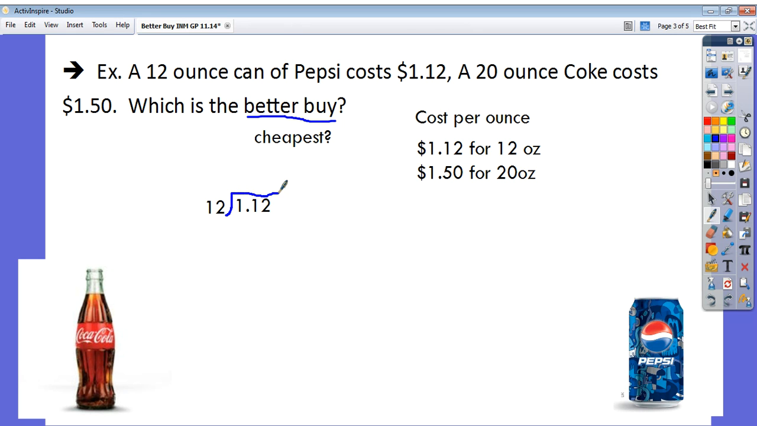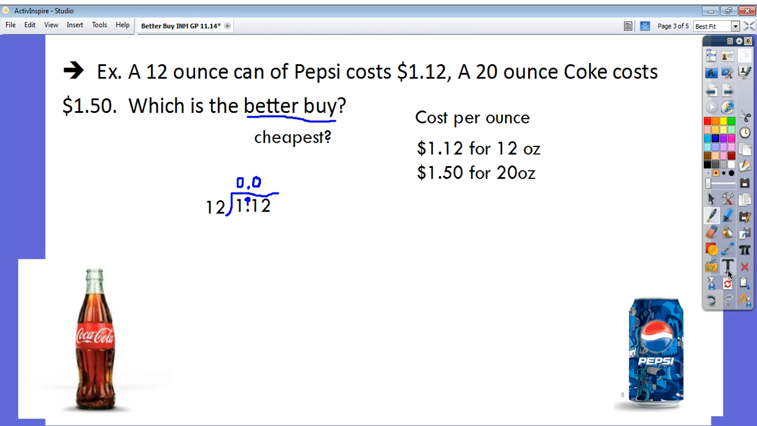So in this problem, we're counting by 12s. I can't count by 12 to get to 1, so I'm going to put up a 0. I run into a decimal, so I need to bring it straight up into my quotient. Then I'm going to ask myself, can I count by 12s to get to 11? I can't, so I'm going to put a 0 above that one. Now I need to know how many times do I count by 12 to get to 112.